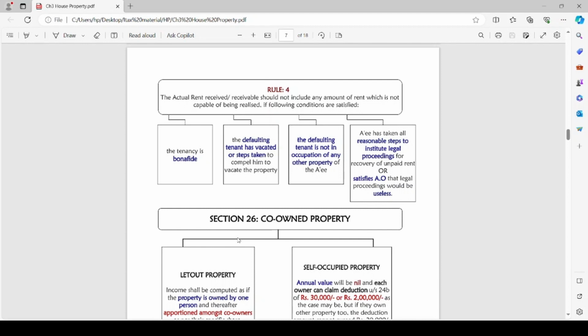If these 4 conditions are satisfied, then the actual rent should not include the amount which is due from the defaulting tenant. While computing GAV, we will not take the rental income which is due from the tenant. I hope it is clear for you. We will discuss few illustrations to get a better clarity on these concepts.